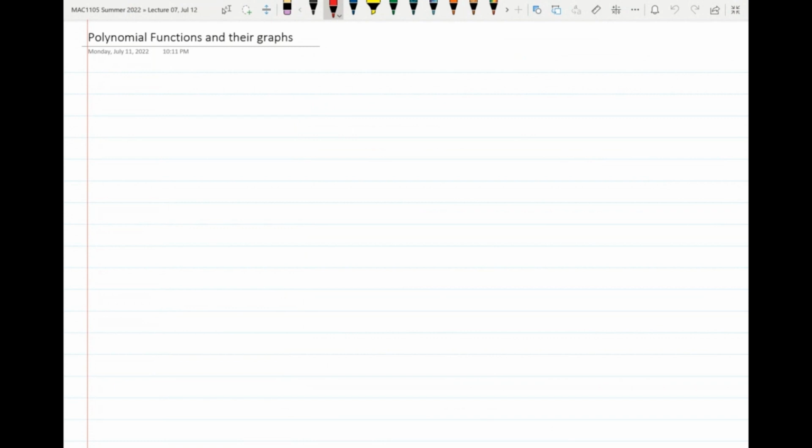You know everything about lines. Now you know everything about quadratic functions. But in general, polynomial functions, they're a little bit more involved, a little bit more complicated. We're just going to get the main ideas and look at some easy cases.